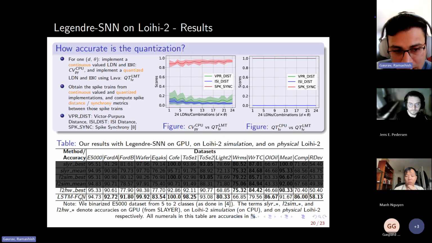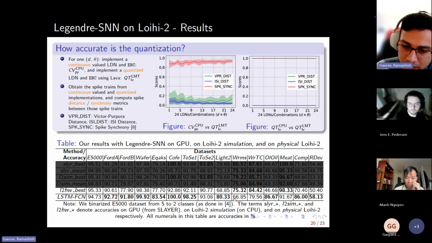The LSTM FCN is an architecture which was published in 2017, 2018, and is one of the quite classic architectures, benchmarked on 85 time series classification data sets. So I'm comparing with that. The LSTM FCN is composed of an LSTM layer and three fully convolutional networks. Compared to that, you can see that the Legendre-SNN on the Loihi-2 chip, an energy efficient SNN, outperforms the LSTM FCN, which was deployed on a GPU, on 3 out of 15 data sets.